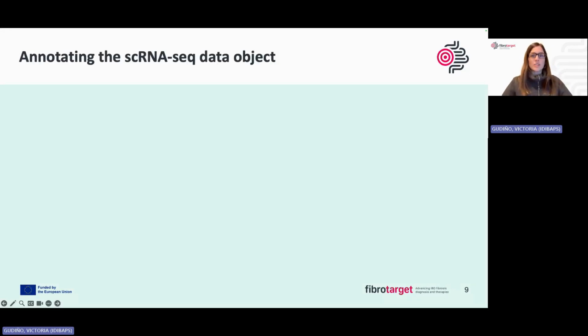Okay, so I'm Victoria Budiño, a postdoc at Azucena Salas lab in Barcelona, and I'll continue explaining about the omics in IBD. So once we have seen how the analysis works, we are now going to discuss how we can annotate the cell types and the applications of these technologies to study fibrosis.